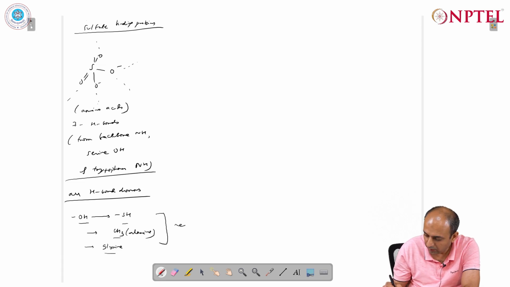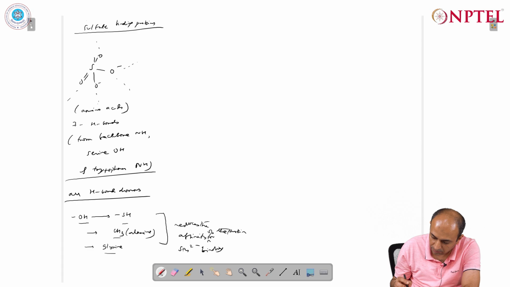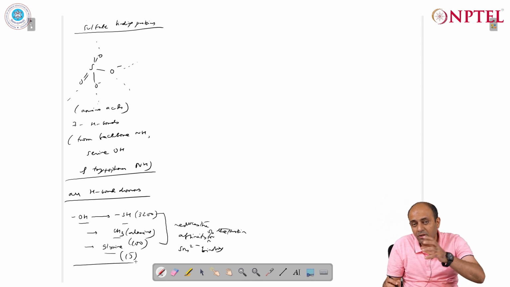then it reduces the affinity for sulphate binding. So, that reduces the affinity of the protein for sulphate binding, and here it drops by a factor of 3200, here 100 and here 15. So, this is also very important.